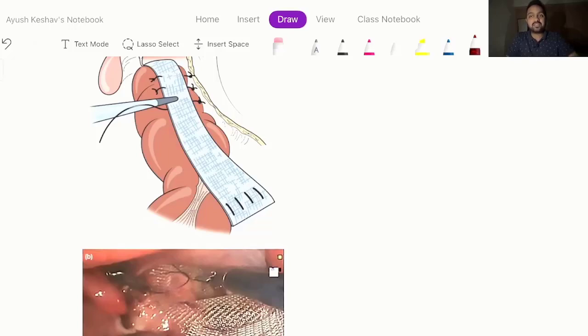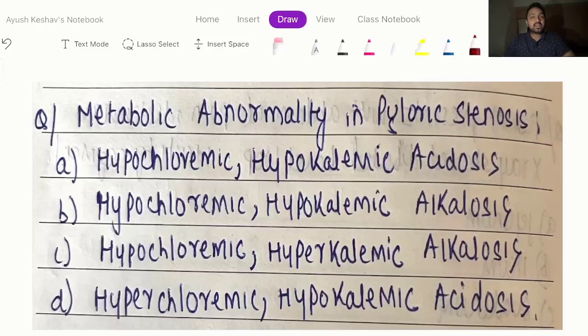Now the next question that we have is the metabolic abnormality in pyloric stenosis: hypochloremic hypokalemic acidosis, hypochloremic hypokalemic alkalosis, hypochloremic hyperkalemic alkalosis, or hypochloremic hypokalemic acidosis. This is a very favorite and hotshot topic that is usually asked in exams. So the answer is hypochloremic hypokalemic alkalosis. Let's take a look at a few points on pyloric stenosis.